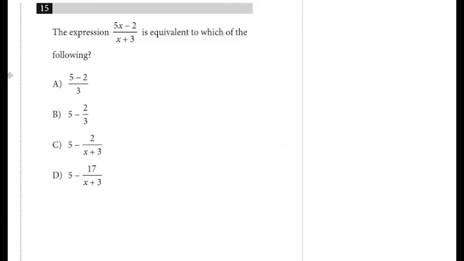Now for number 15, the thing to notice is that some of the answers look like the results of division. When you divide, you end up with a remainder, and the remainder gets put as a fraction over the thing you're dividing by. So, if you haven't seen this yet, I definitely think you'll see a lot of it as you keep studying for the SAT, but choices C and D are kind of like hints that tell us that we might have to do division here. So this is the same as 5x minus 2 divided by x plus 3.